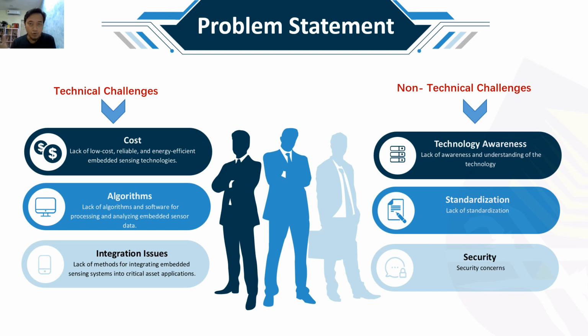monitoring. Moreover, the critical challenge in embedded electronic sensing for critical asset monitoring is the development of low-cost, reliable, and energy-efficient sensors that can be integrated into complex and safety critical systems. These sensors must be able to operate in a harsh environment and collect accurate data under a wide range of conditions.